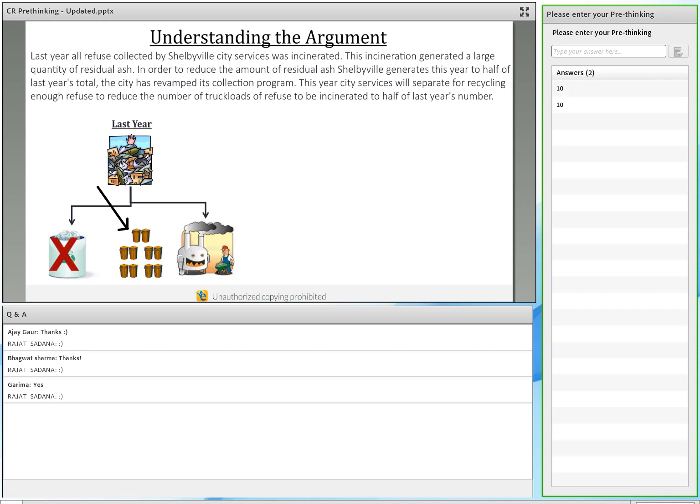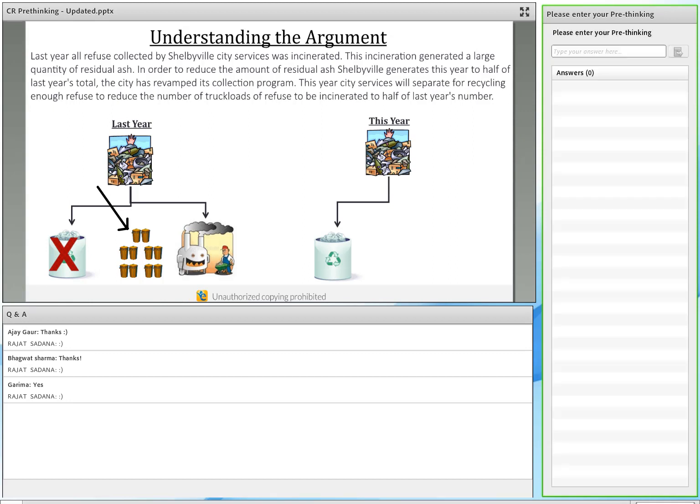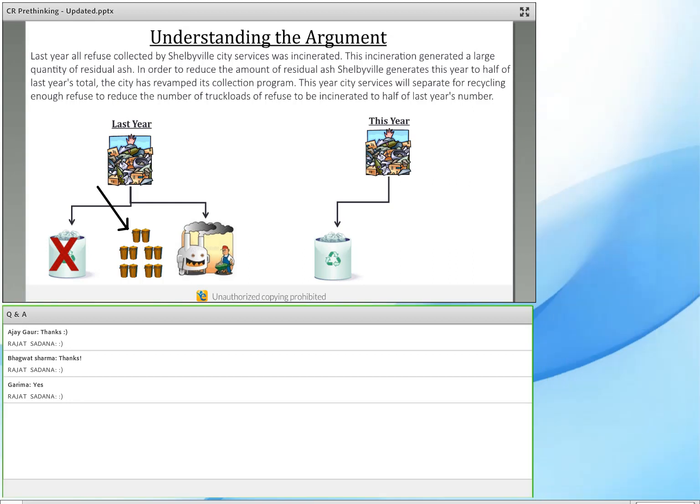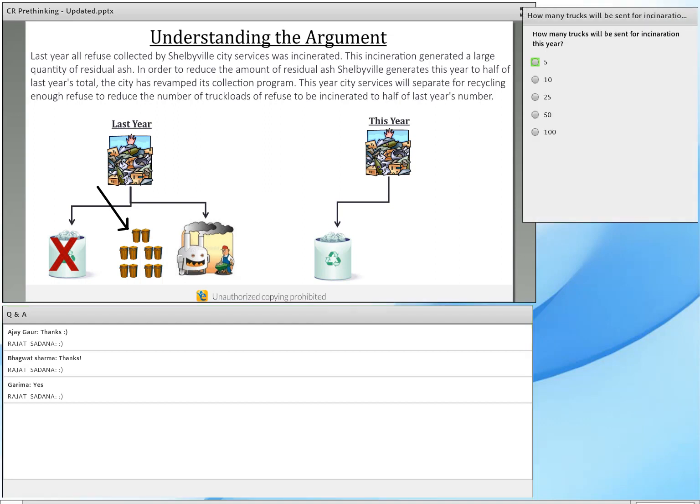So how many trash cans were sent last year for incineration? Can you count the number of trucks? 10, right? 10. Now, this year, if we collect the same amount of refuse based on the logic provided by the author, how many trucks do you think they'll send for incineration? 5, right? Okay. Now, and this is where the beauty of this argument comes in. I want to make sure that you guys have truly understood what the author is trying to say.